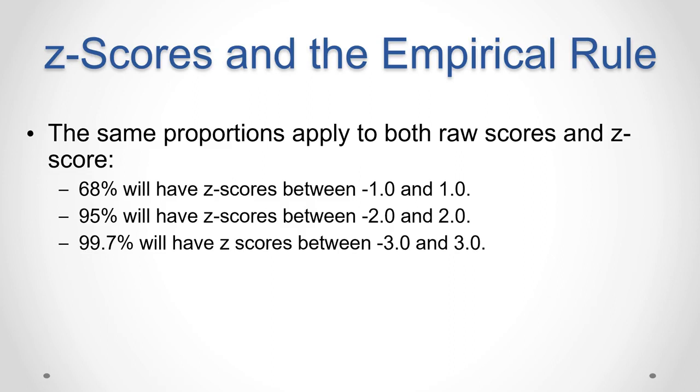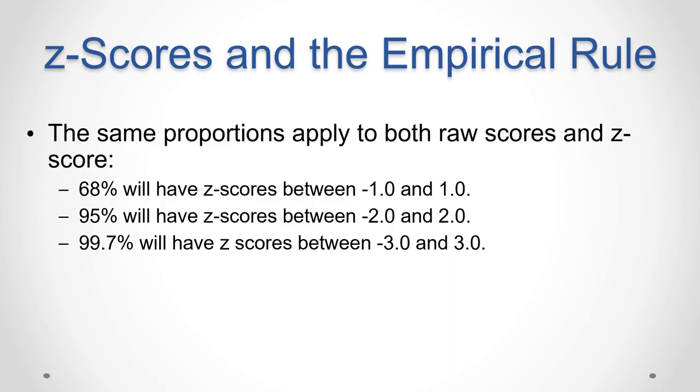Remember the empirical rule? The empirical rule states that approximately 68% of the data will fall within one standard deviation of the mean, plus or minus 1 sigma. Approximately 95% of the data will fall within 2 standard deviations of the mean, plus or minus 2 sigma, and approximately 99.7% of the data will fall within 3 standard deviations of the mean, plus or minus 3 sigma.